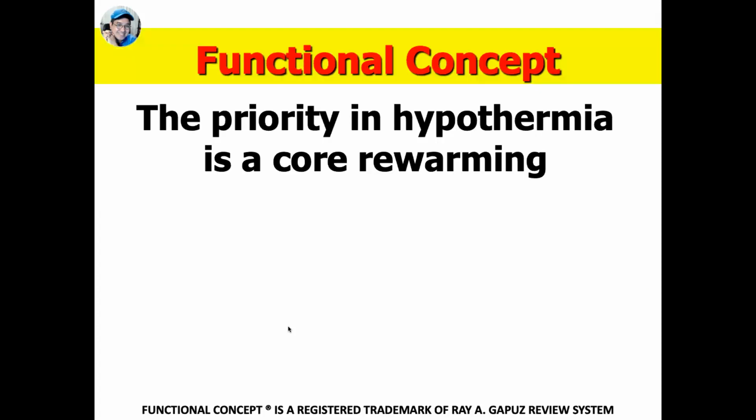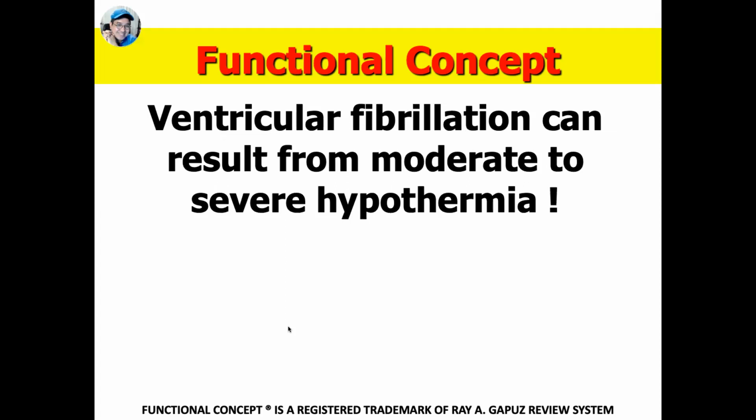The priority in hypothermia is core rewarming. So we can usually put them in a warm bath. That's okay. We can give them warm saline. Now, ventricular fibrillation can result from moderate to severe hypothermia. Although sometimes your ventricular fibrillation could be from unknown causes, with ventricular fibrillation, there would be a disruption of your electrical signals in the heart that can cause disordered heart rhythms.